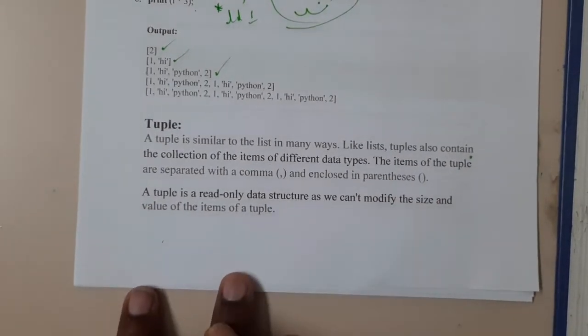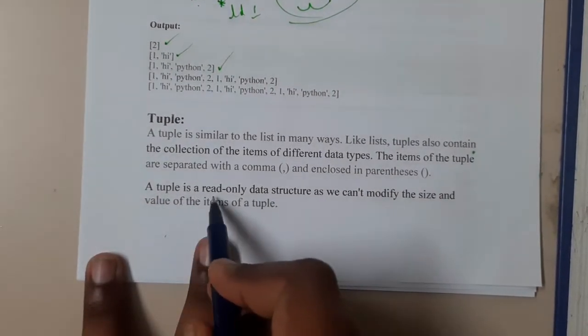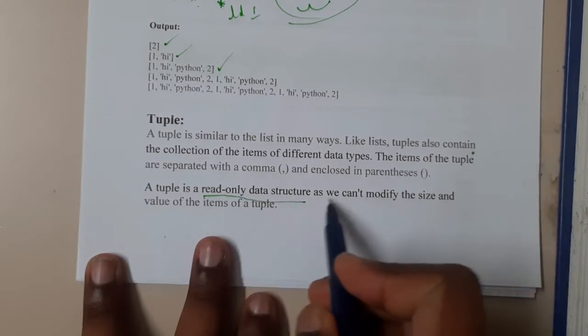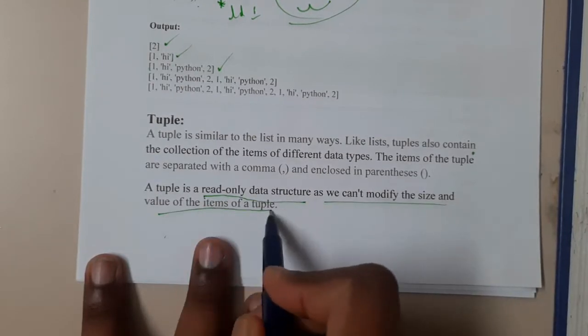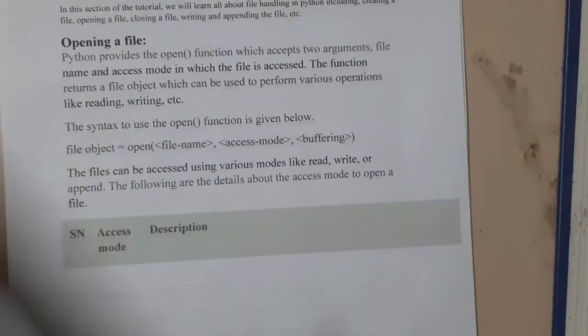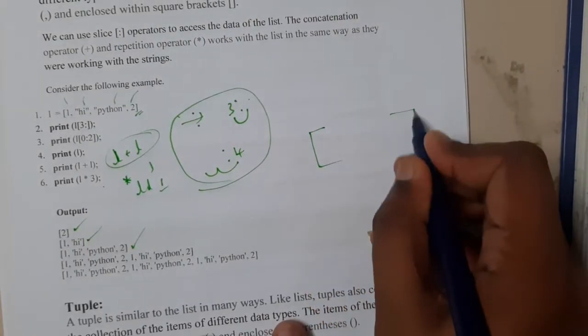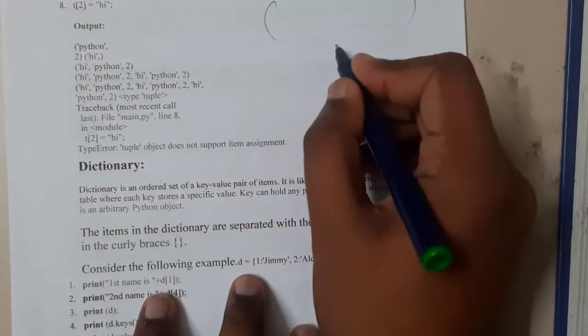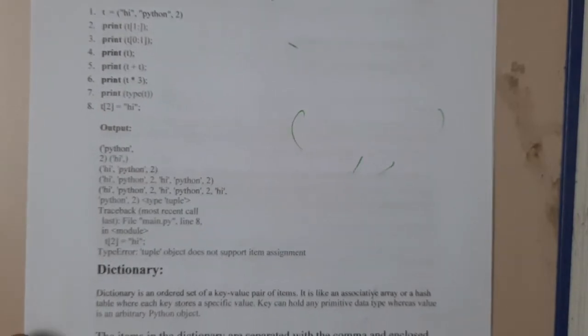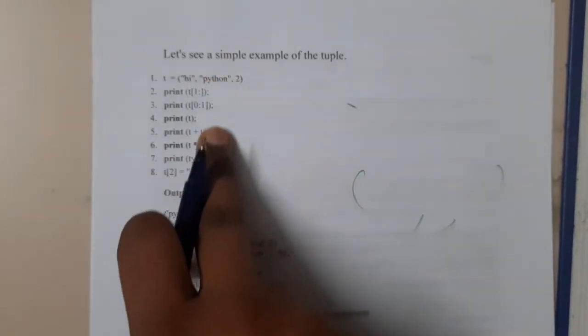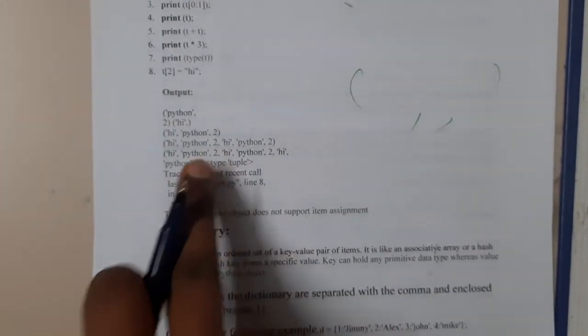Okay, so tuple. Here you can observe, tuple is a read-only data structure, as we cannot modify the size or the values in the tuple. So the concept of tuple is also exactly the same. But remember, in a list we use square brackets with commas in between, whereas in a tuple we use round brackets with commas in between. Simple, right? So similarly we wrote the same operations here also. You can do the same explanation, guys.